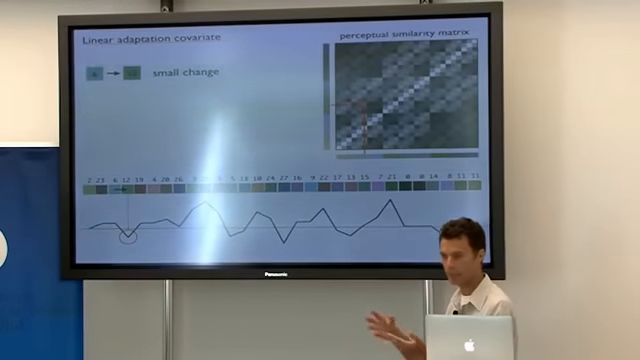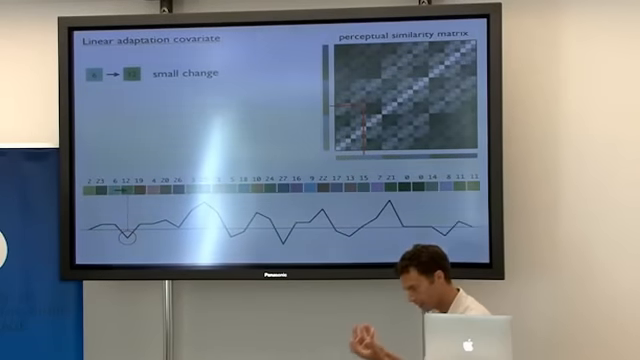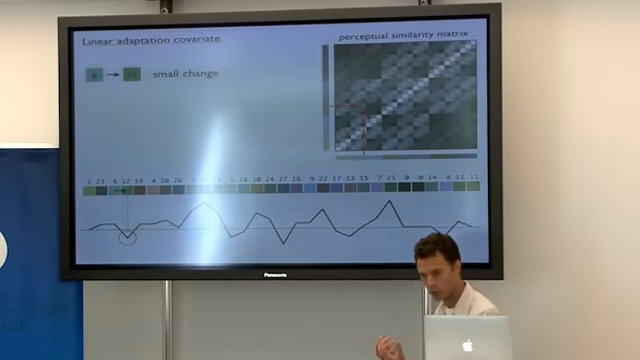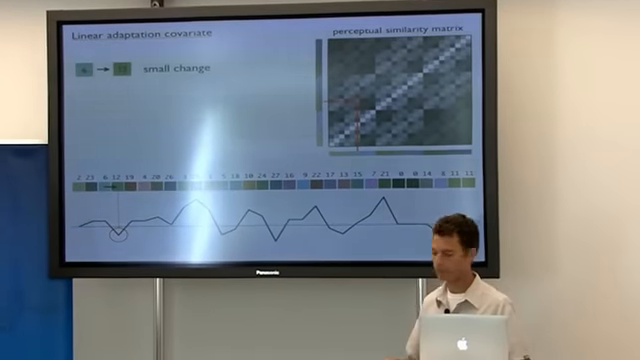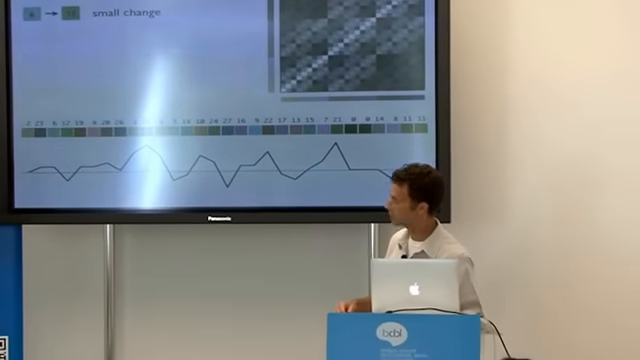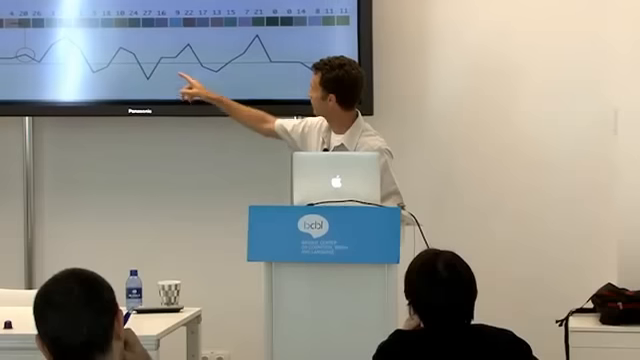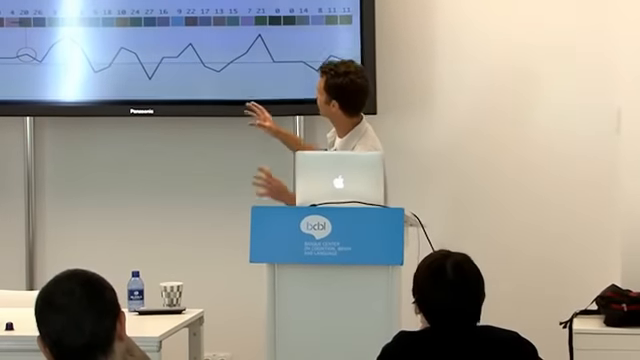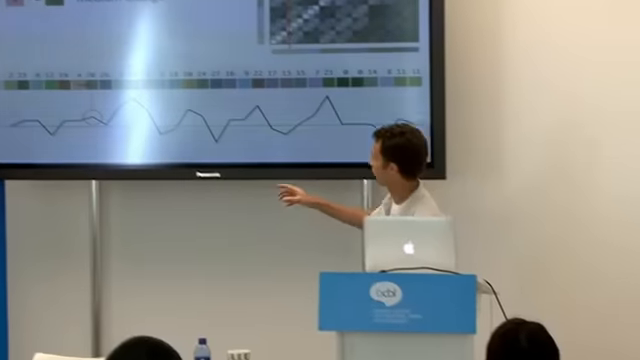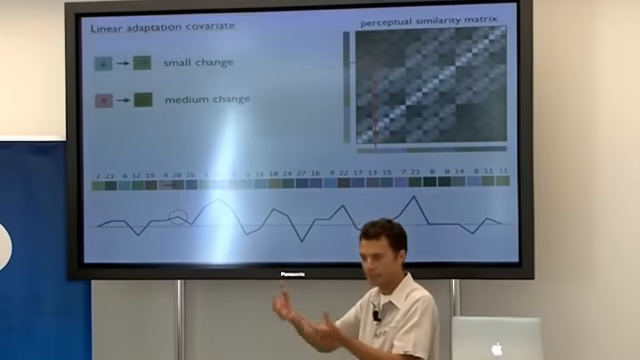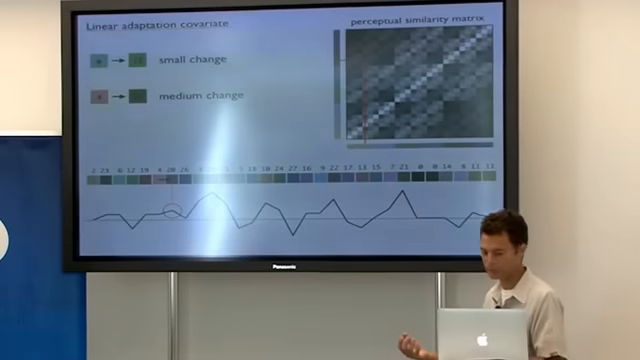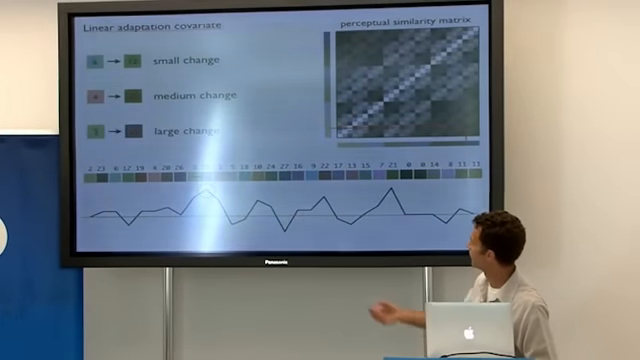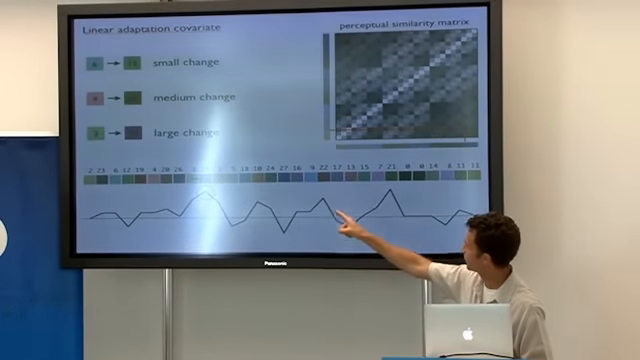Under this model of neural adaptation, the neurons that like that shade of green would also be relatively adapted by a similar shade of green. But then there's another transition, which you might show here, a medium change between pink and brown. That predicts a slightly larger neural response, or a slightly larger recovery from adaptation.